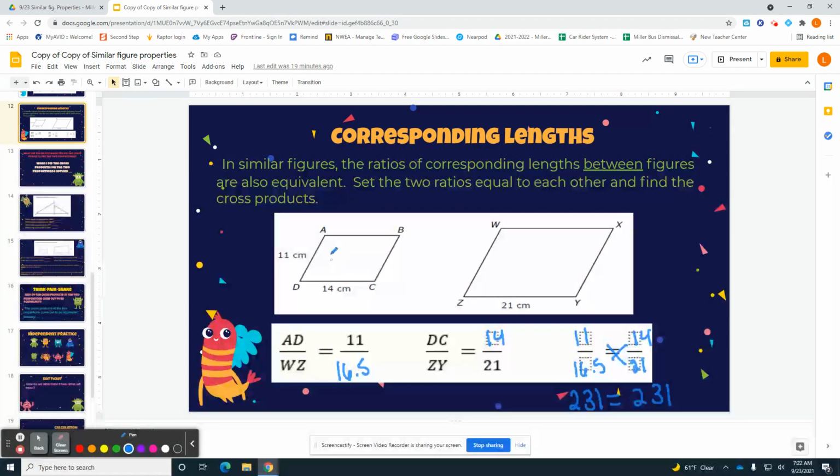So on the previous one, we had AD over DC and WZ over ZY. And on here, if you look, we have AD over WZ because those are corresponding sides. And then we have DC over ZY. So those are corresponding sides. So you can have adjacent sides, which are the sides from the same shape, or you can have corresponding sides, which are the sides of the same color.